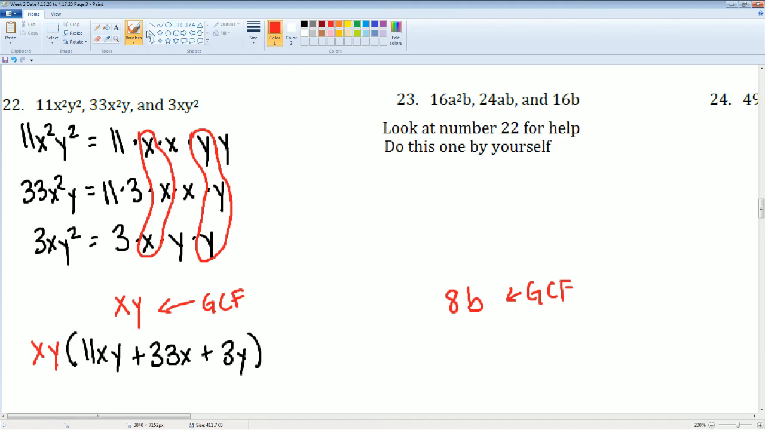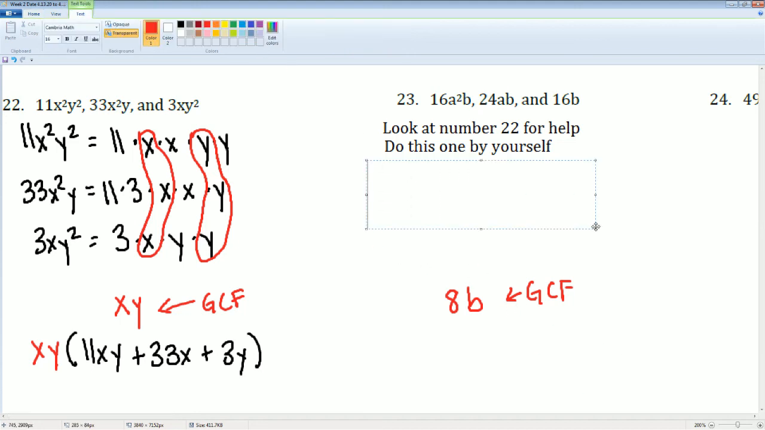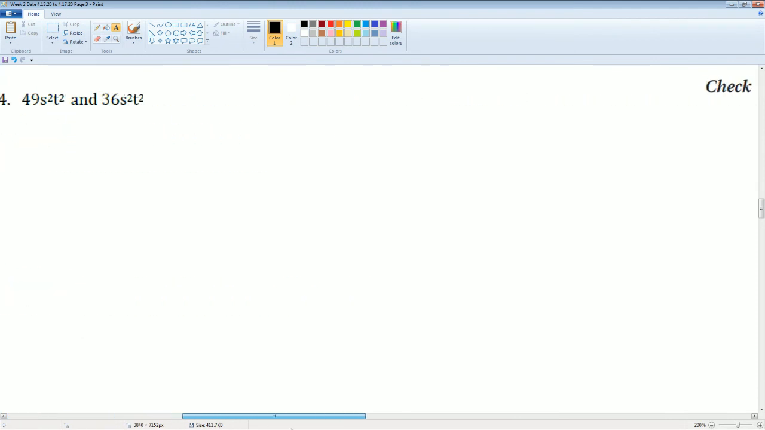Show the work right here. Please show the work. Show the work for credit here, please. Thank you.